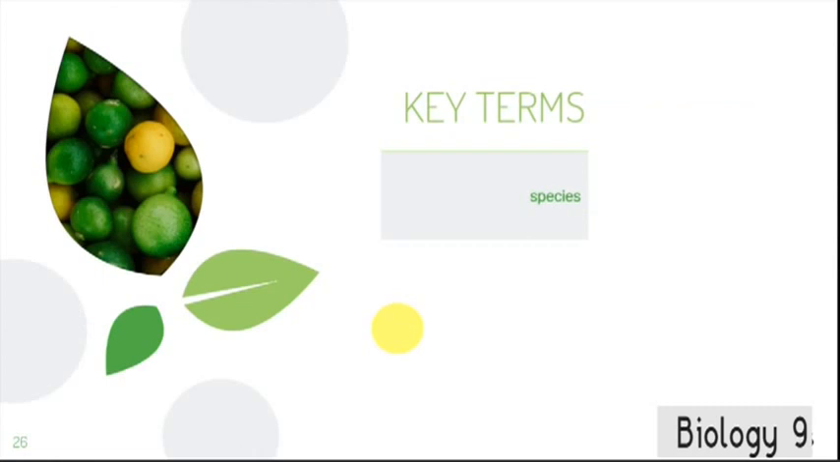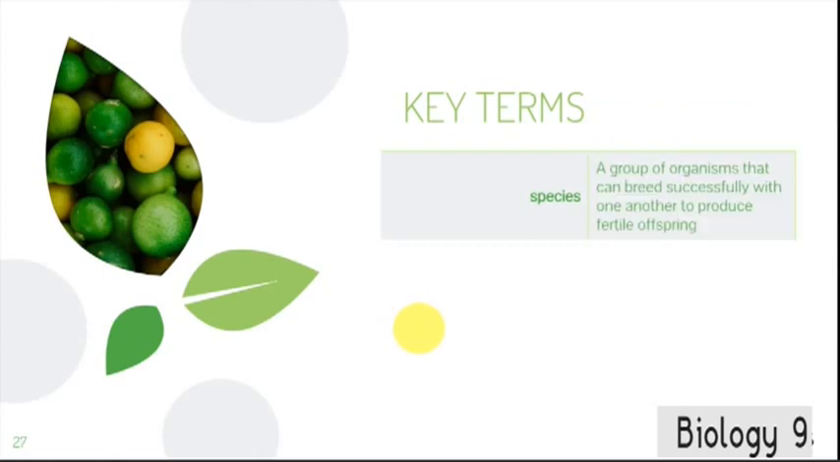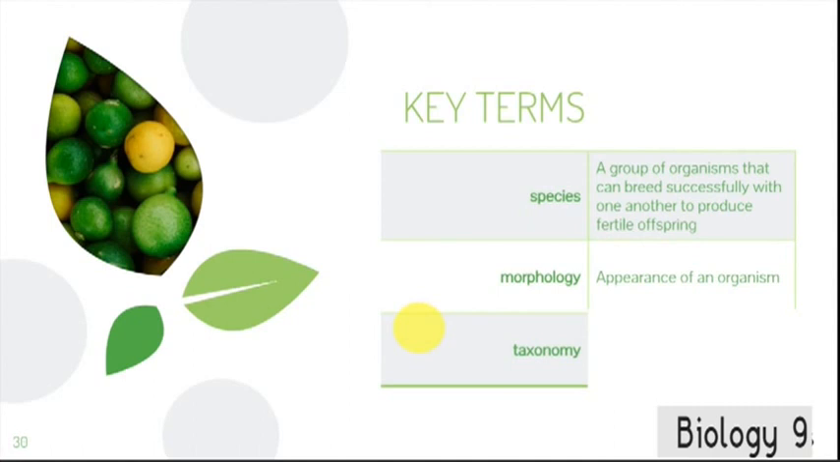But for now, remember that definition of species. A species is a group of organisms that can breed successfully with one another and produce fertile offspring. That's a really important thing to distinguish. The morphology. Remember when I was talking about the physical appearance? That is the morphology of an organism. And taxonomy, this is a category in classification.